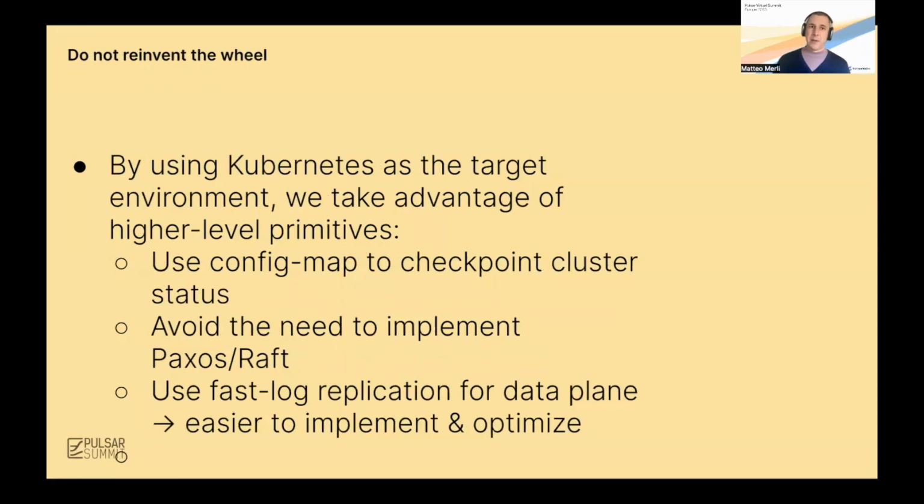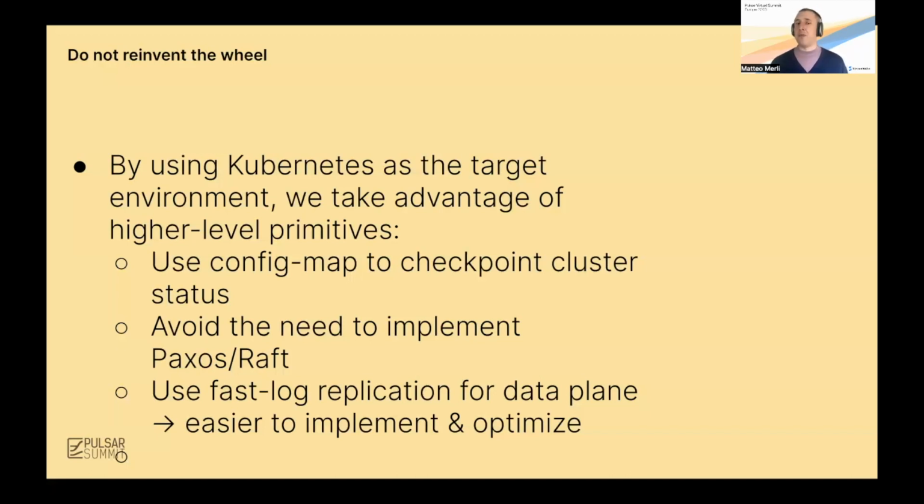The other big mantra that we have adopted in designing Oxia has been to not reinvent the wheel. Typically, these kinds of systems are implemented using consensus algorithms for the data replication, and the reason is that you want strong consistency. Now, we do want strong consistency, but as I mentioned, we are using Kubernetes as a target environment. Therefore, we have some primitives that are already available to us. One such primitive is the config map. Kubernetes has config maps. I can use them to store and read data, and I can also do compare-and-set to have atomic updates.